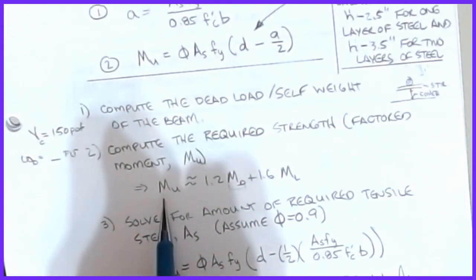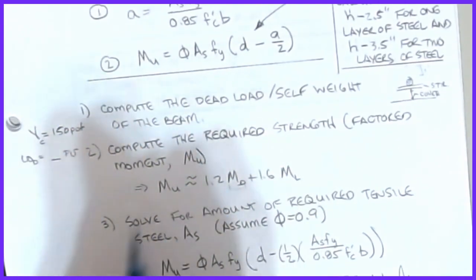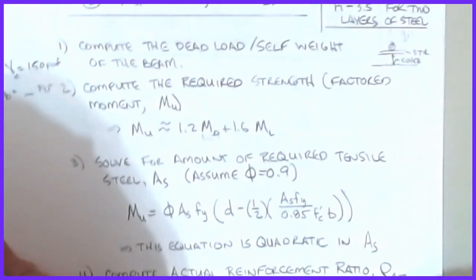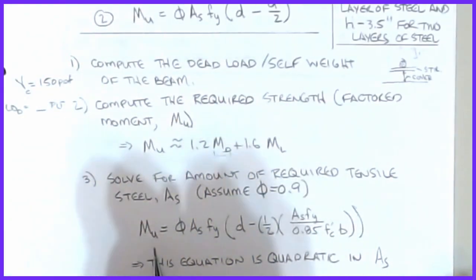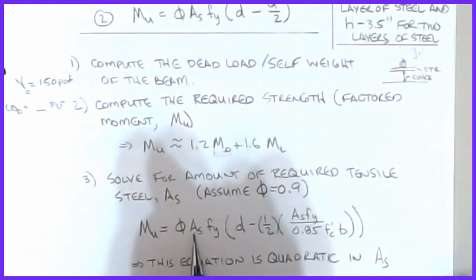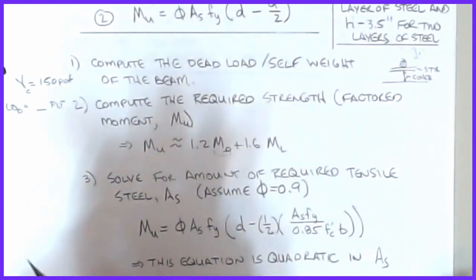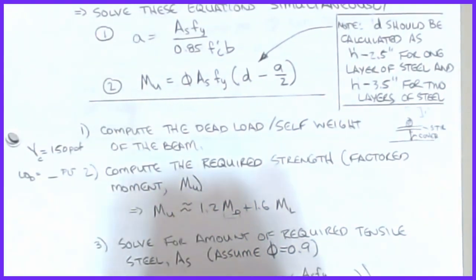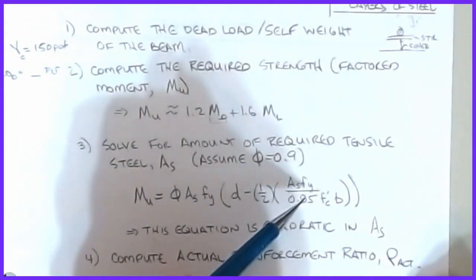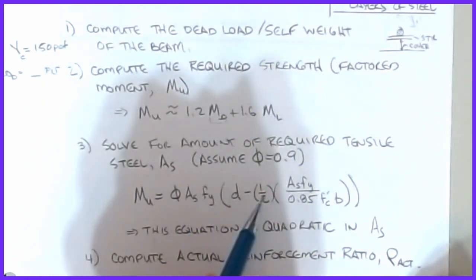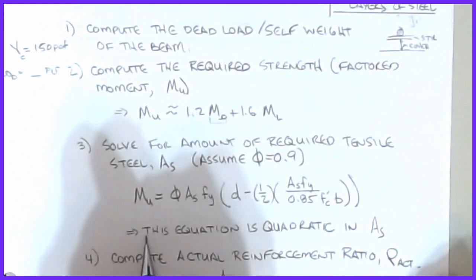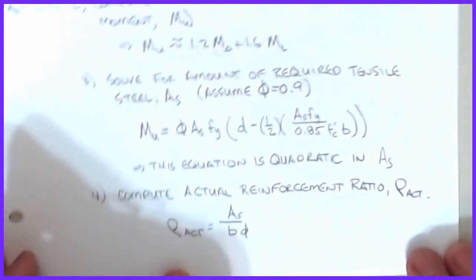Once you've got your factored load, I turn around and solve for the amount of required tensile steel. We're going to assume phi is 0.9, and then I'm going to plug all this stuff in. This is that manipulation where I plug in the a equation that I had here, plug it in for a down here. And so this is just d minus a over 2, is all this ends up being. When I do this, again, we said that this was quadratic in As, so I can solve for As.